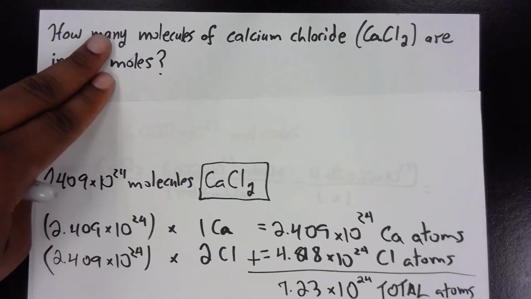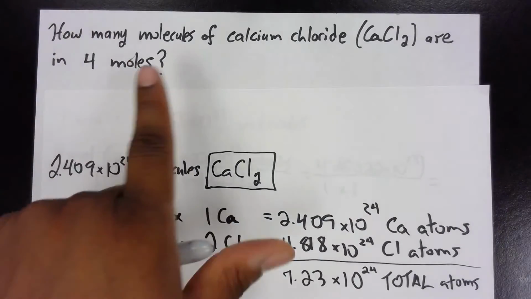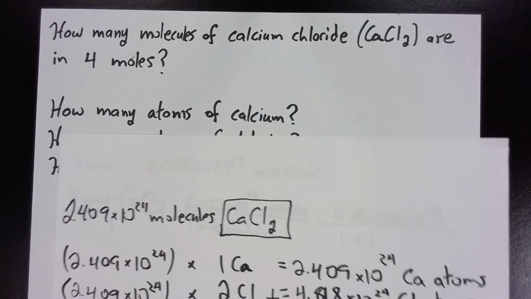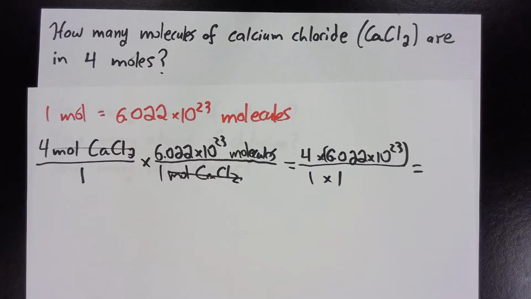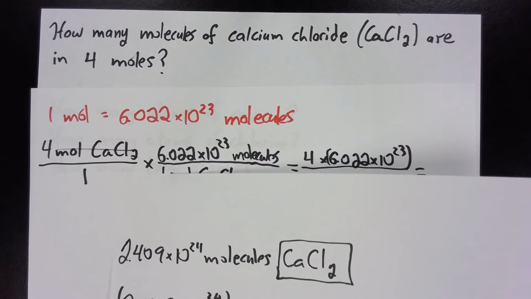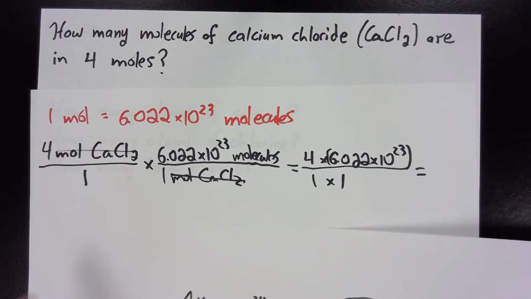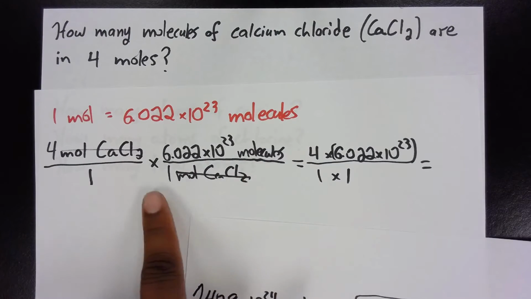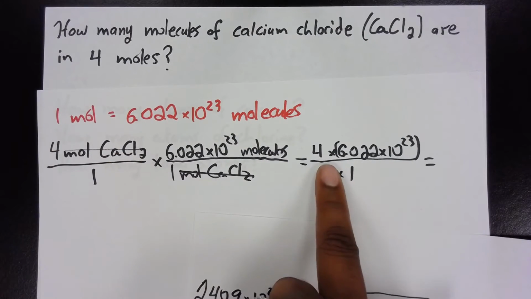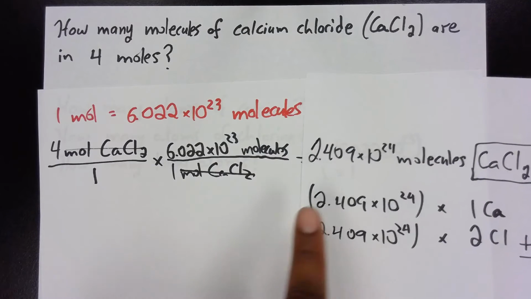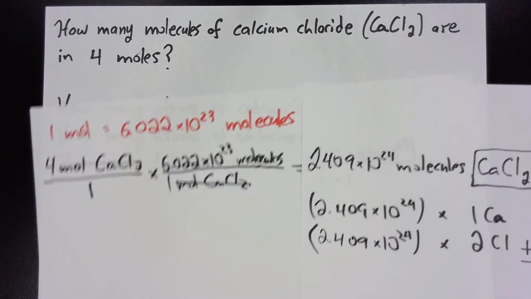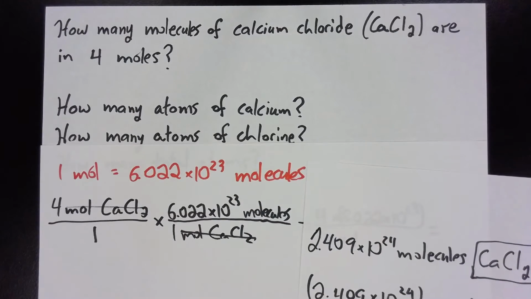So just to recap, how many molecules of calcium chloride are in 4 moles? We convert from moles to molecules using this relationship. 1 mole, 6.022 times 10 to the 23rd molecules. 4 moles calcium chloride over 1 times 6.022 times 10 to the 23rd molecules over 1 mole. Put the moles on the bottom so that the moles cancel. And then we did the math and we found that it was 2.409 times 10 to the 24th molecules of CaCl2. And then we asked how many atoms of calcium, how many atoms of chlorine.